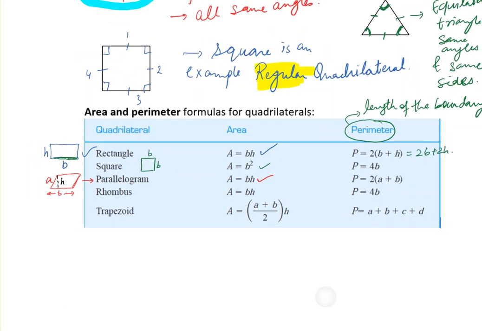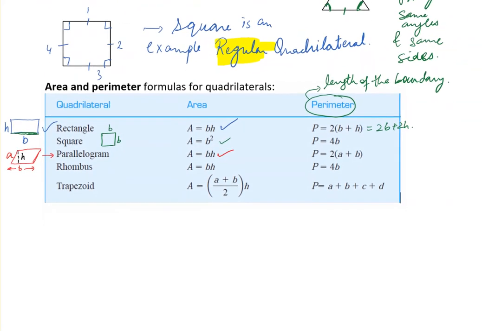Next we have the rhombus. So what is a rhombus? Basically, a rhombus is a parallelogram again, and it has all four sides the same. So let me just redraw it. We have a parallelogram with all four sides the same. So angles are the same, sides are the same. So each side is B, B, B, B.